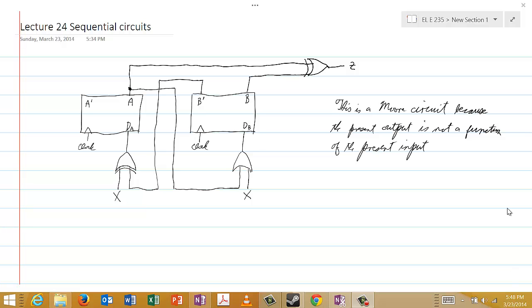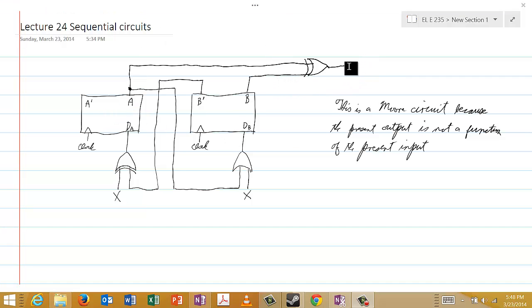Welcome to Lecture 24, in which we begin to talk about one of the most important topics in the course, which is sequential circuits. And we'll begin this discussion by looking at an example. The example is shown here.